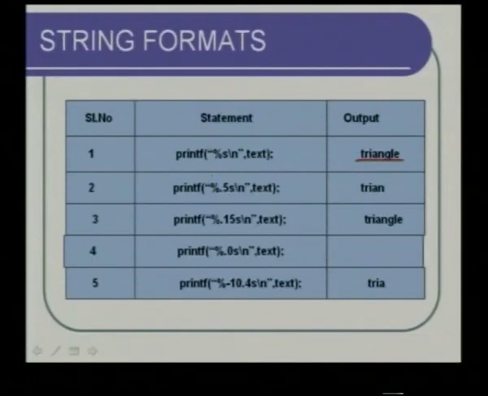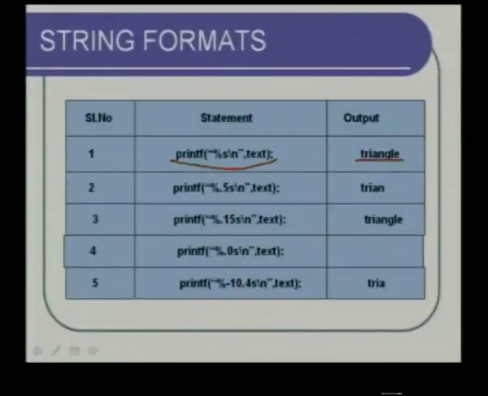Now, this text is nothing but triangle. So, this is the general format, printf %s and text, it will print the string. Now, this %0.5s, %15s, %-10.4s, all these are for printing certain characters alone from the string. Say the size of the string is 10, I want only the first 4 or first 5 characters. In that case, I can use digits like this.